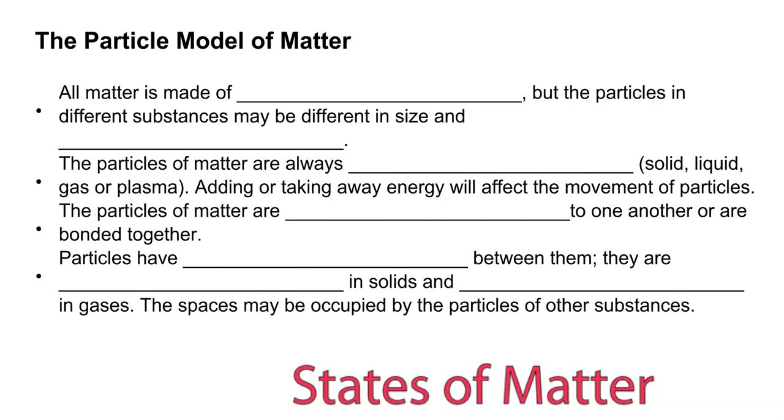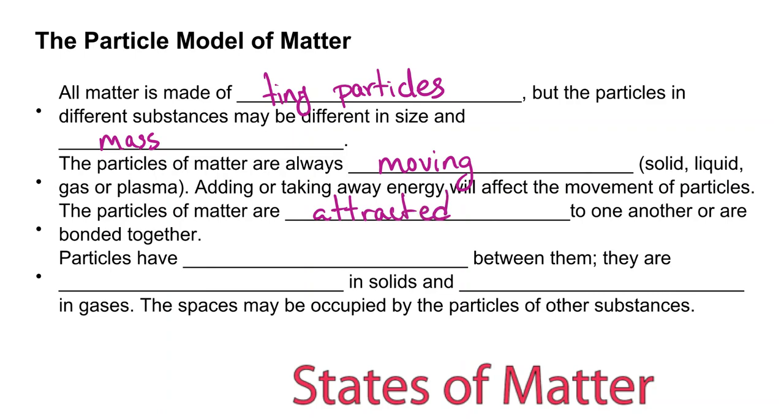So the particle model of matter, first one: all matter is made up of infinitely tiny particles. But the particles are different. Particles in different substances may be different in size and mass. The next point, the particles of matter are always moving or are in motion. Adding or taking away energy will affect the movement of the particles. The particles of matter are attracted to one another or they are bonded together.